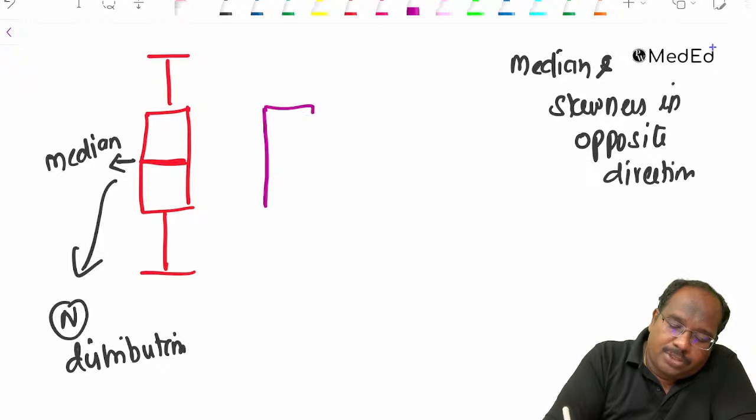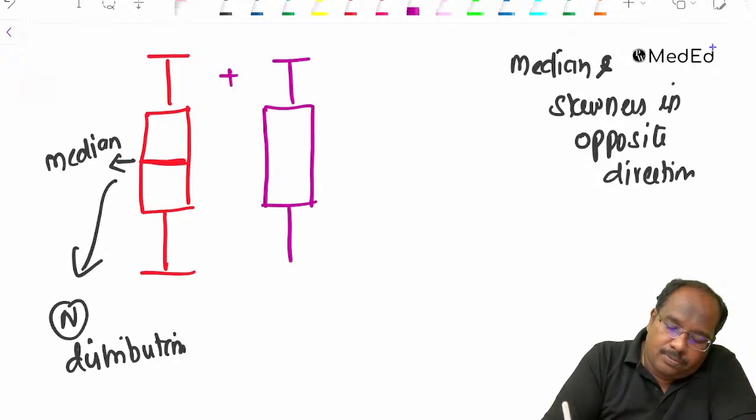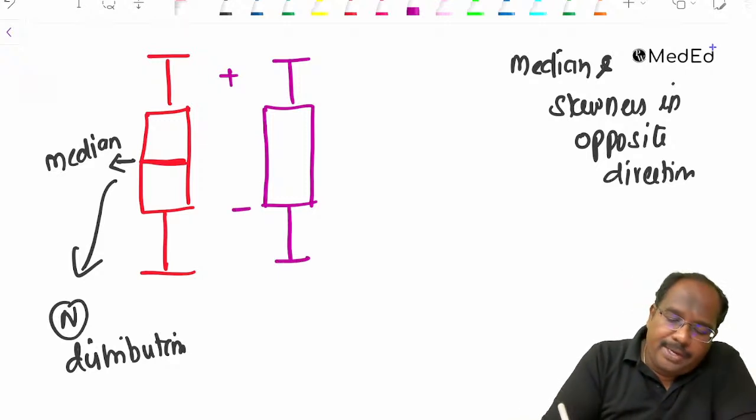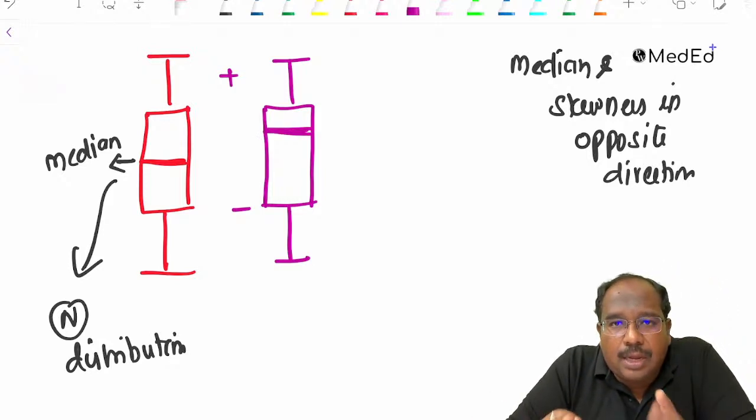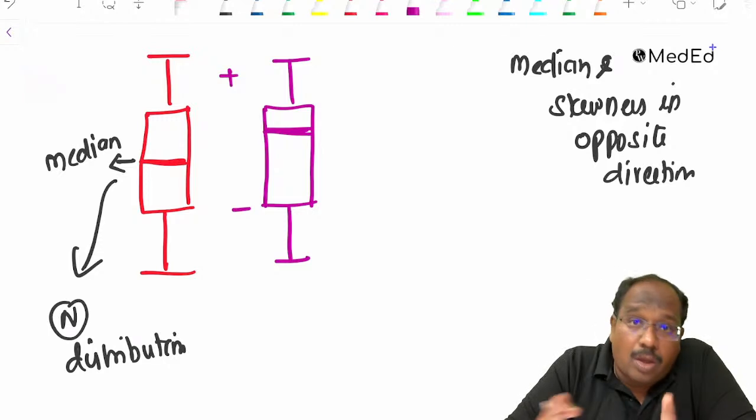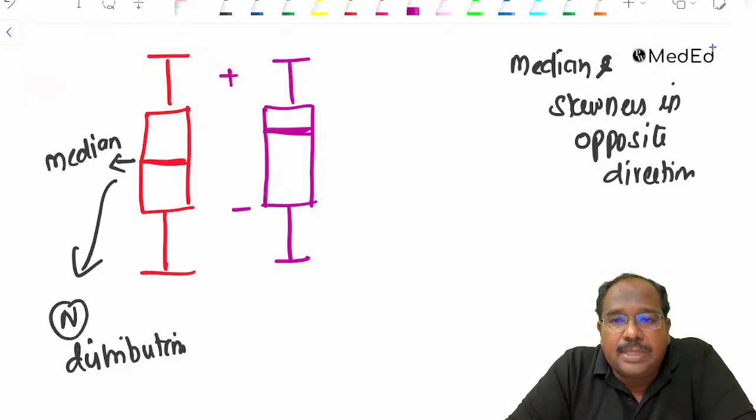So this is the positive side, this is the negative side. Now the median is at the top, the median is on the positive side. What skewness is this? I already told you, the median and the skewness are in opposite directions. So the median is on the positive side.